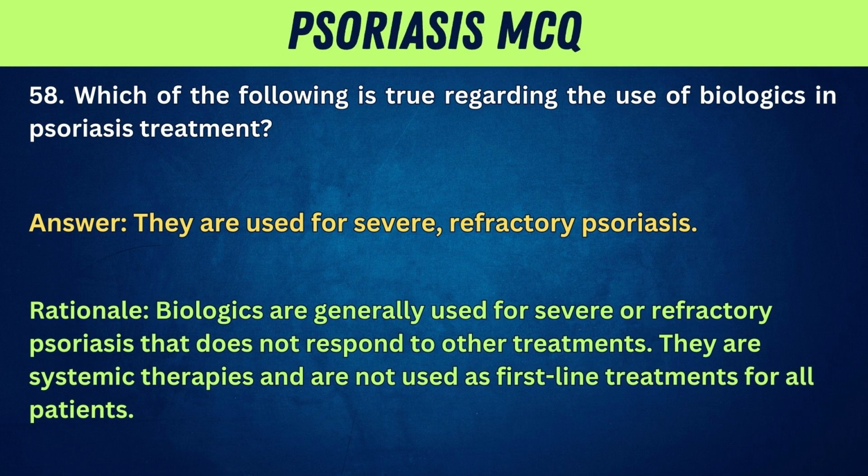Answer: they are used for severe, refractory psoriasis. Rationale: biologics are generally used for severe or refractory psoriasis that does not respond to other treatments. They are systemic therapies and are not used as first-line treatments for all patients.